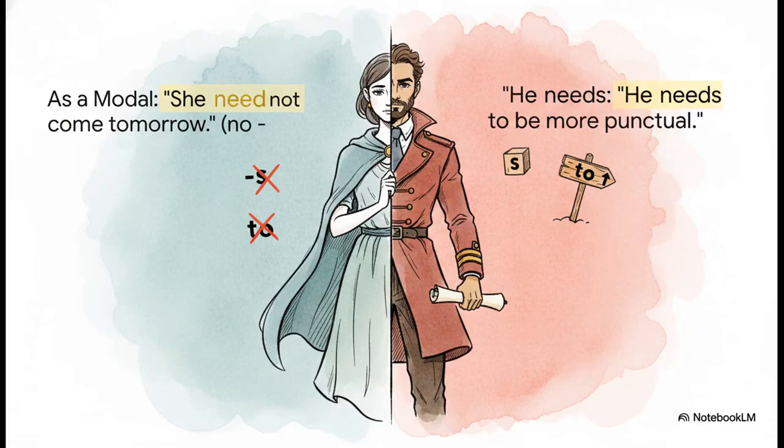And this is a fantastic example. Let's look at the two faces of the verb need. Over on the left, it's playing the role of a modal in "she need not come." See? No S, no to. But then look to the right. Here it's a regular old main verb, "he needs to be." It's got the S and it uses to. Seeing them side by side makes it so clear.